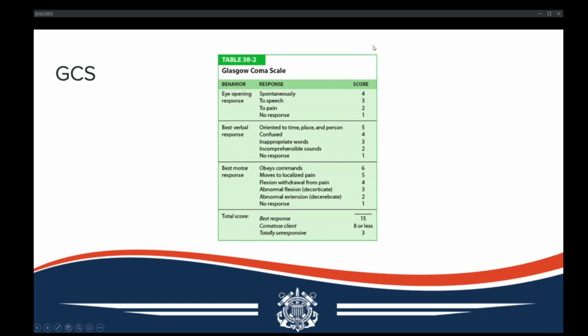So GCS, the Glasgow Coma Scale, it measures 3 different things: eye-opening response, verbal response, and motor response. They're measured depending on how many different levels there are for each one. This gives you a pretty good overview. You can't have a GCS of less than 3 because the lowest for each of these areas is 1. So obviously it can't be less than 3.